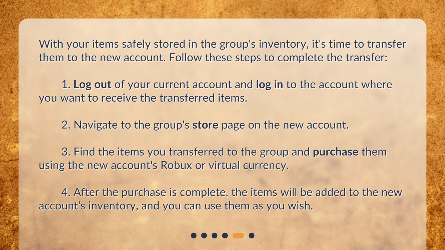1. Log out of your current account and log into the account where you want to receive the transferred items. 2. Navigate to the group store page on the new account. 3. Find the items you transferred to the group and purchase them using the new account's Robux or virtual currency. 4. After the purchase is complete, the items will be added to the new account's inventory, and you can use them as you wish.